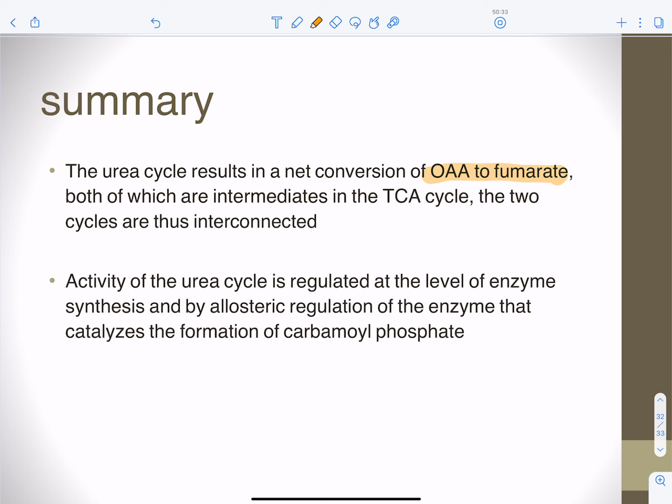And activity of the urea cycle is feed forward. So if you have more nitrogen, you're going to generate more enzymes that are going to metabolize more urea. Less nitrogen, you're going to transcribe fewer enzymes, less urea produced. And so just keep that in mind. If nitrogen's present, your body has to deal with it.